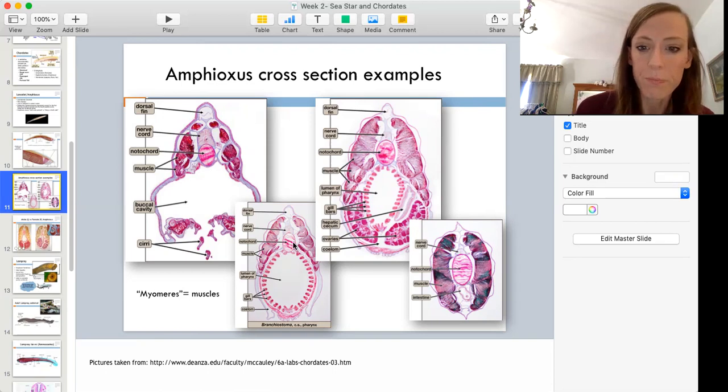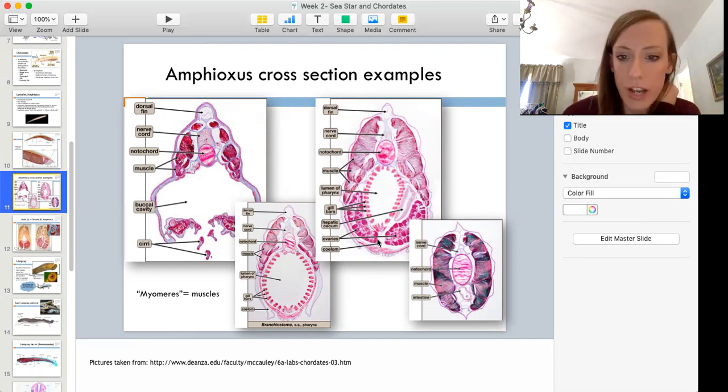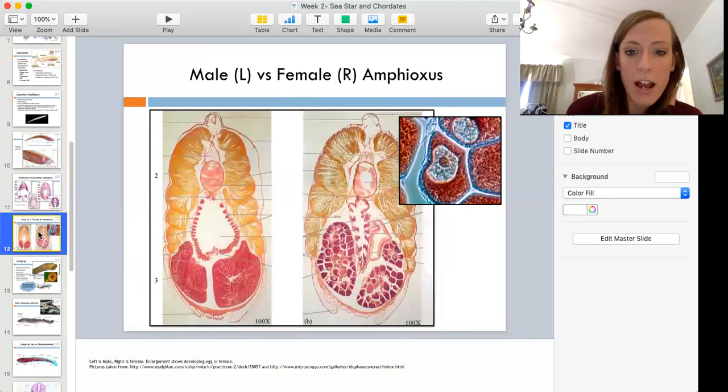All right. And then the other feature that I didn't mention yet is the gonads. So you can see here, this one is a female. These are the gonads. They're taking up a large amount of space in the abdomen area on the ventral side of the amphioxus. So I'm going to flip to the next slide so you can compare. The female is on the right, the male is on the left.